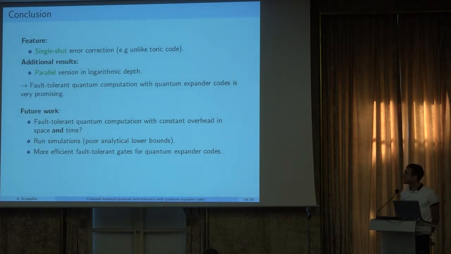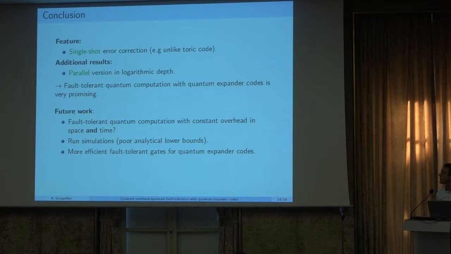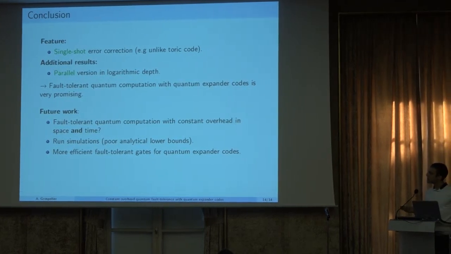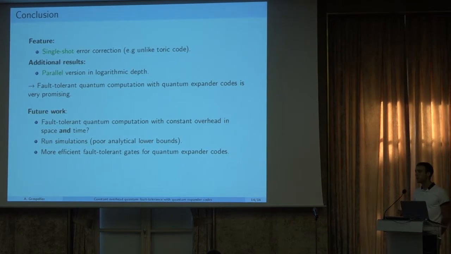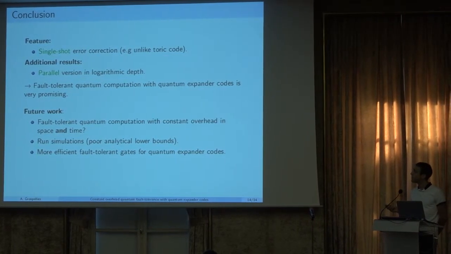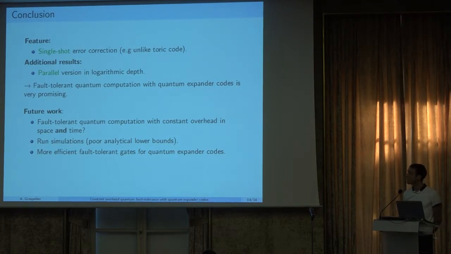Okay, so it's time for the conclusion. One nice feature of our proof is that we show that the small set flip decoder is single shot, meaning that when Bob wants to measure the generators, he needs to do it only once. Whereas in general, for example for the toric code, we need to repeat the measurement multiple times. So this is really nice for the quantum expander codes. We also proved in this paper that it is possible to parallelize the algorithm. And so finally, the quantum expander codes are very promising in the context of fault tolerance.